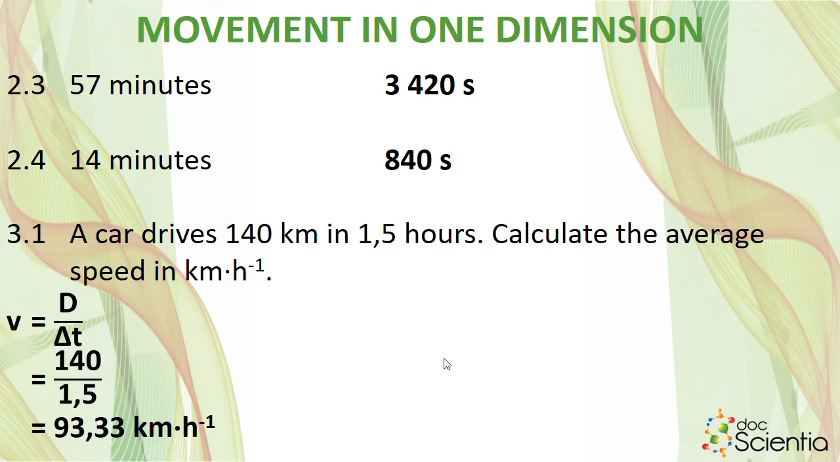140 kilometers in 1.5 hours. Calculate the average speed in kilometers per hour. So for that, you just had to use that triangle that you guys have been using since forever. Die spoed, afstand, tyd ene. There. And there you say velocity is equal to the distance traveled divided by the time. So it's 93,33 kilometers per hour.